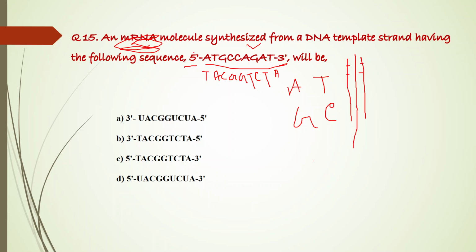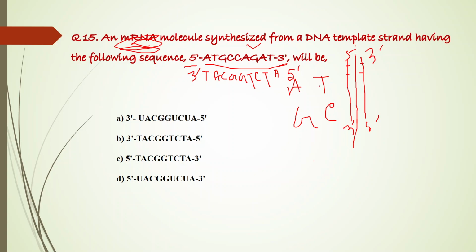Okay. And if one strand goes from 5 prime to 3 prime, then another one will go like this, that is 3 prime to 5 prime. That is the basic structure of DNA. So if it is 5 prime and 3 prime, then the complementary strand will be 3 prime to 5 prime. So this is the structure of the complementary strand.